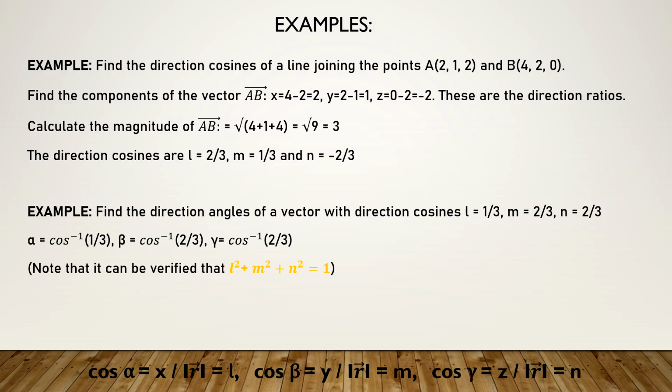So now we have the formula, you already know the formula, cos alpha is equal to L. So what is alpha? Cos inverse of L, which is cos inverse of 1 by 3. Same way beta is cos inverse of 2 by 3 and gamma is cos inverse of 2 by 3. And you can also verify over here from the example which is given, always you will have L square plus M square plus N square is equal to 1.